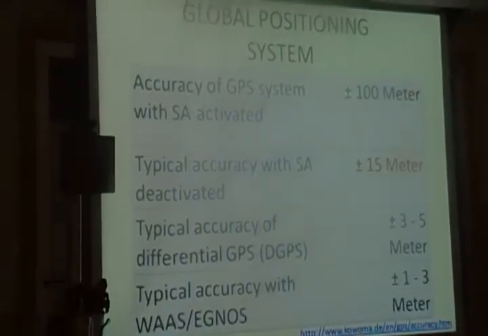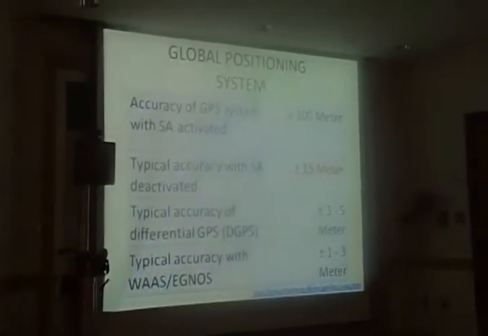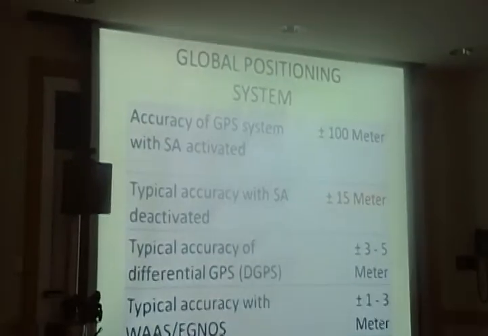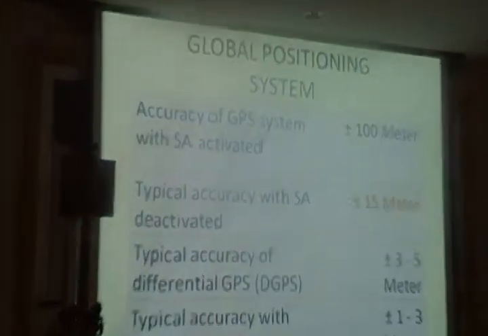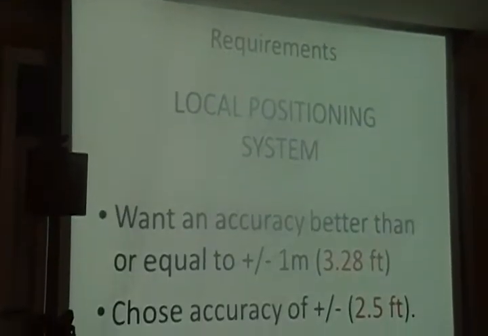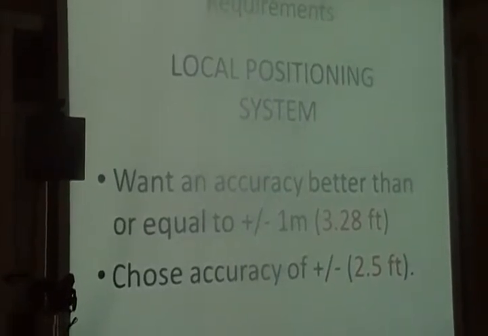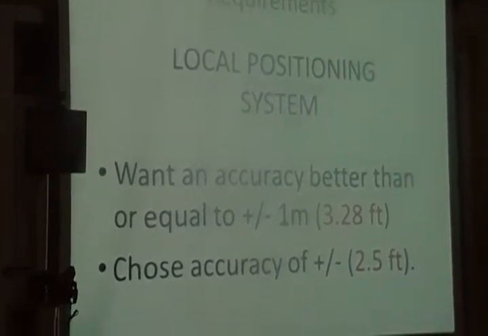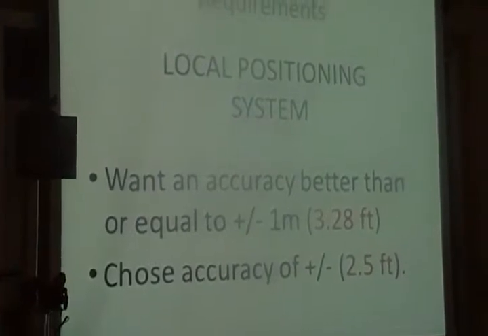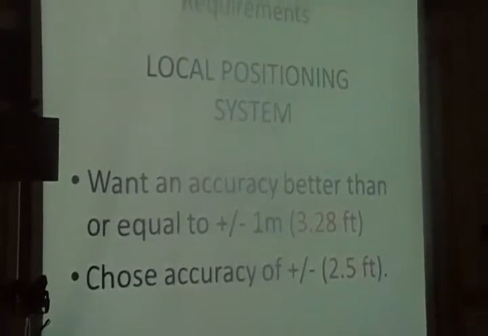So why use a local positioning system when we have a global positioning system available easily? Well, the typical accuracy of a global positioning system is plus or minus 15 meters, and it can get as low as plus or minus 1 meter. So we wanted to make a local positioning system that has an accuracy better than plus or minus 1 meter, or 3.28 feet. And so we decided to have an accuracy for our system of 2.5 feet.